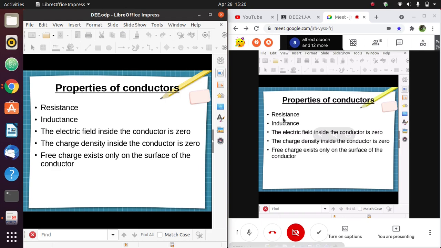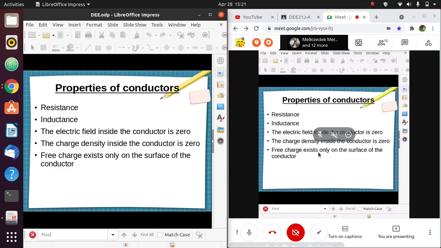Now, charge density inside the conductor is zero. Why? Because there is no electric field in the conductor. Remember that electrons are negatively charged ions. So when you have a negatively charged ion and a negatively charged ion, zikipatana, they repel each other. The property is that they will be as far away from each other as possible. So there is no electric charge within the conductor, and therefore there is no charge density inside the conductor.